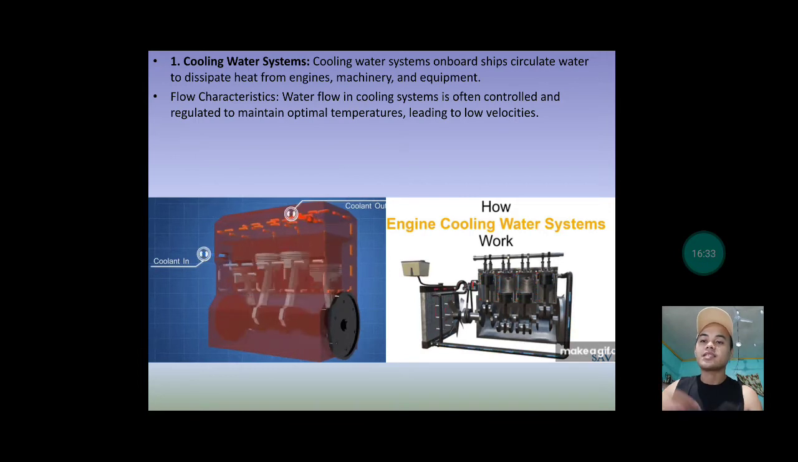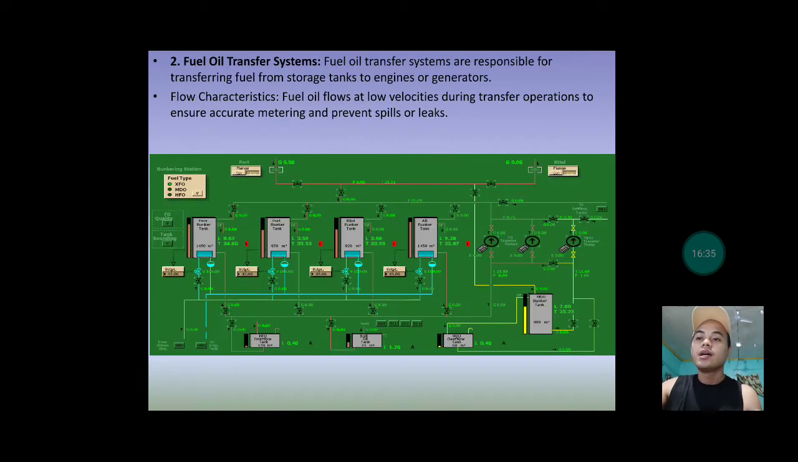Okay, next, we have the fuel oil transfer system. It's very important to have low velocity in the fuel oil transfer system to prevent oil spill, because the faster the speed of transferring fuel from the tanks, the higher the risk of overspilling of fuel oil.